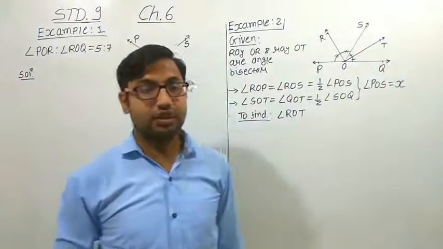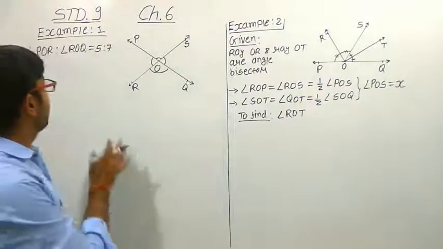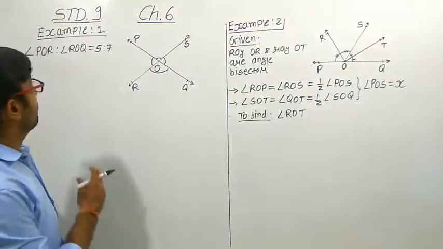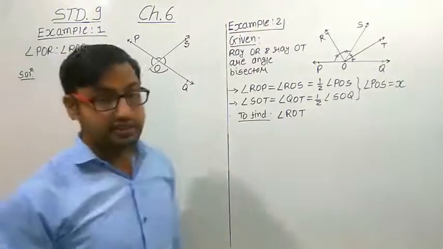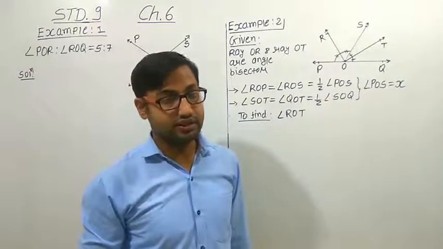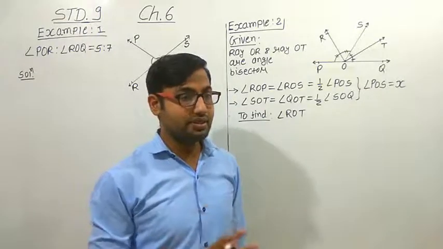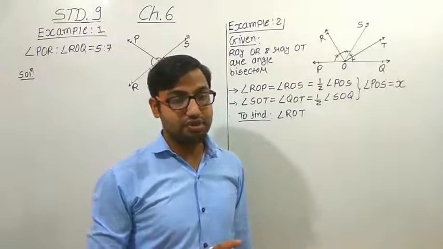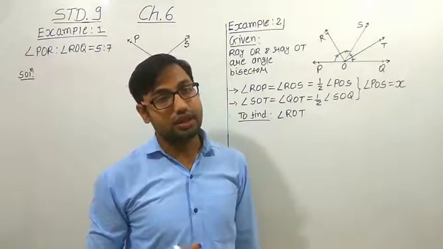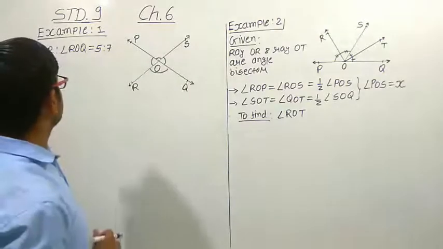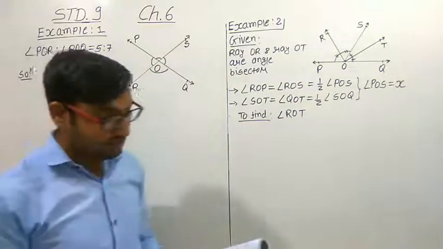Hello students, today we will study some of the examples of this chapter. This is the chapter of standard 9, Lines and Angles, chapter number 6. So we have studied all the basic things related to this chapter and also studied theorem 6.1. Okay, so now let us study example number 1.